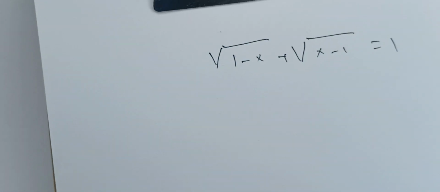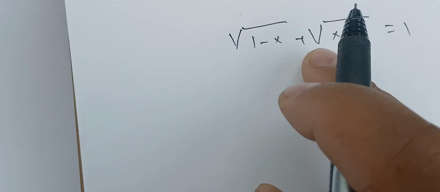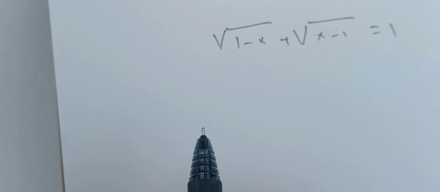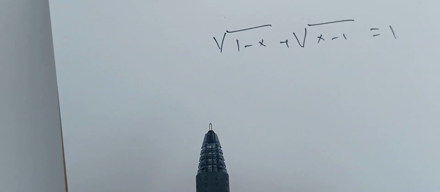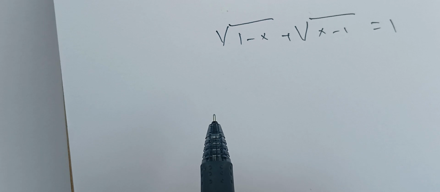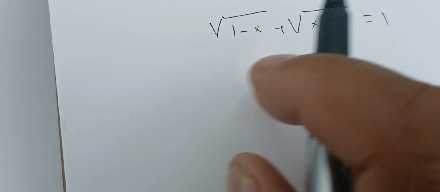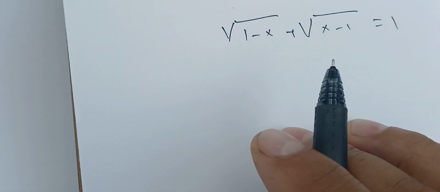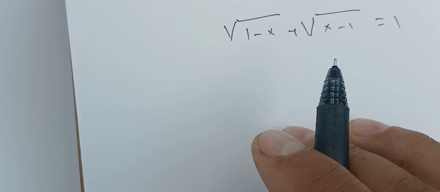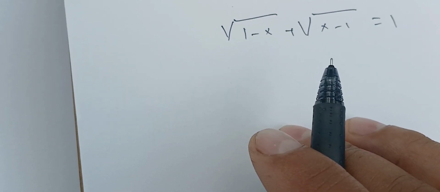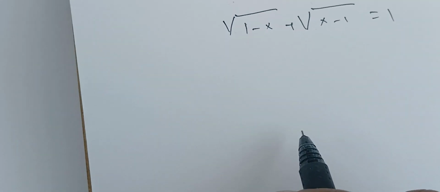Okay, welcome back. Now we're gonna try to solve the following radical equation. Square root of 1 minus x plus square root of x minus 1 equals 1. I see most of the people start by squaring everything and they keep working. So we're not gonna do that. That doesn't work in this case.